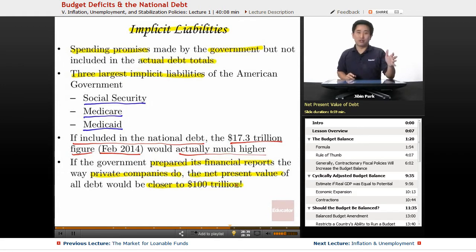So again, depending on what type of actuarial tables you might use, it could be as low as $65 trillion, as high as $100 trillion. This is a problem.